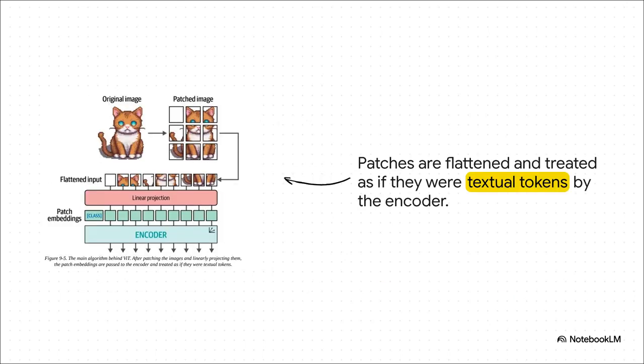Okay, and what happens next is pretty cool. Those little patches are flattened out and lined up in a sequence, just like words in a sentence. Then they're fed into the model. And at this point, the AI honestly doesn't know or even care that it's looking at an image. To the model, it's just a sequence of tokens to analyze, exactly like text.